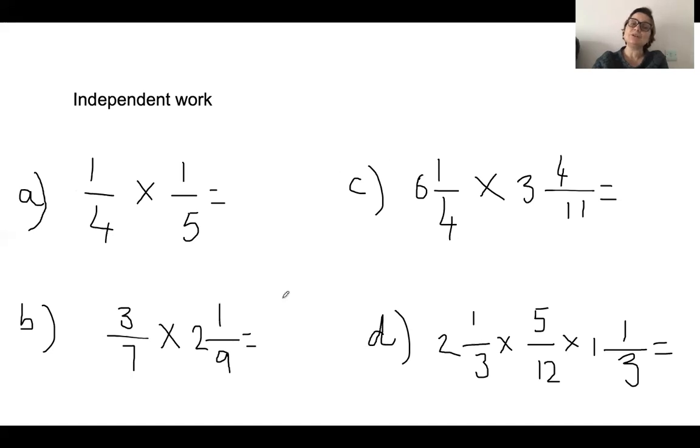And here's your independent work. You have 4 different scenarios here, cases where, in the first one, you have to multiply 2 fractions together. In the second one, you have a proper fraction and a mixed number. In the third one, both fractions are mixed numbers. And in the fourth one, you have 3 different fractions, a mixture of proper fractions and mixed numbers.